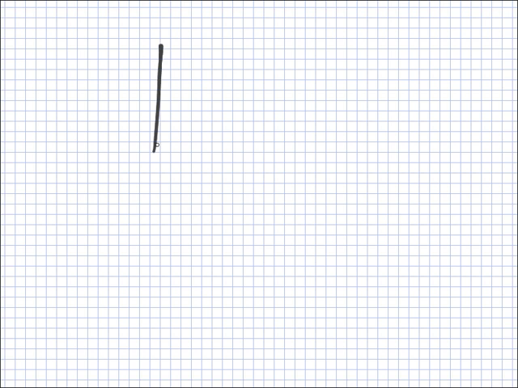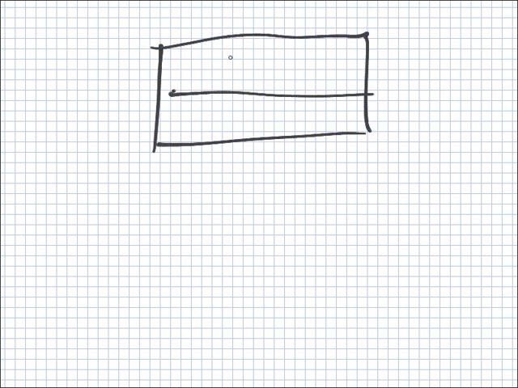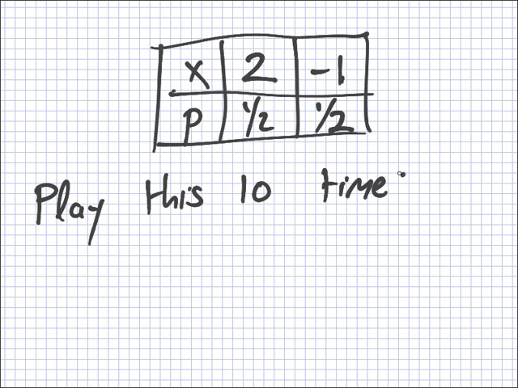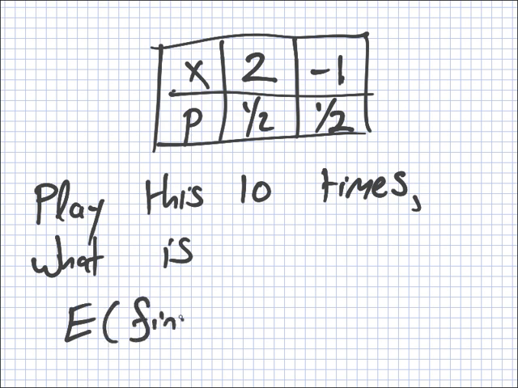So what I'll do, we'll say there's a simple enough little game here. You can flip a coin and let's say if it lands heads, for example, you gain 2, and if it lands tails, you lose 1, for example, and each of these is a half. And then you play this 10 times. What is the expected value of your final position and the variance of your final position?